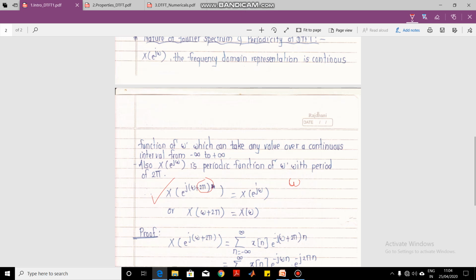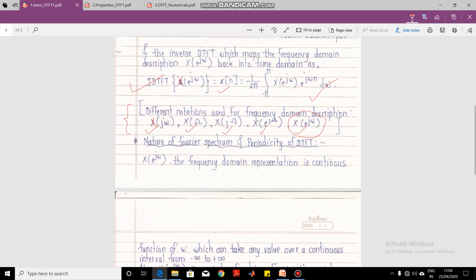So X(ω + 2π): after an interval of 2π, we will get the same X(ω). That means after an interval of 2π, this spectrum will repeat. That's why the spectrum of the DTFT is periodic in nature. So this is a very important property of the discrete time Fourier transform.